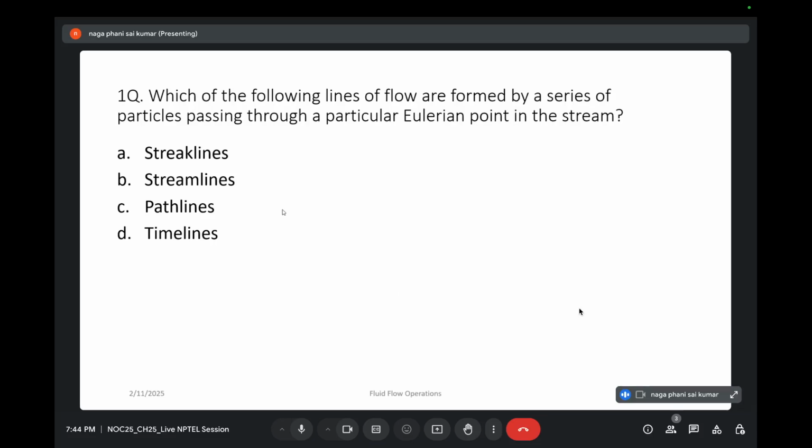Okay, so I guess we can move on to the problem session. Coming to the first question: which of the following lines of flow are formed by a series of particles passing through a particular point in the stream? Option A, streak line; B, streamline; C, path lines; or D, timelines. Which of these is correct? It will be option A, streak line. This is the definition of a streak line.